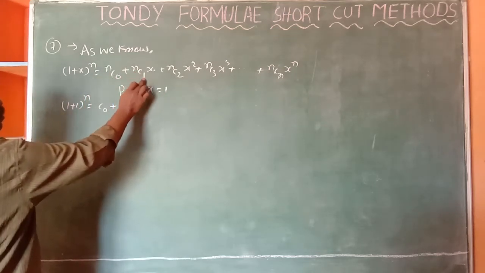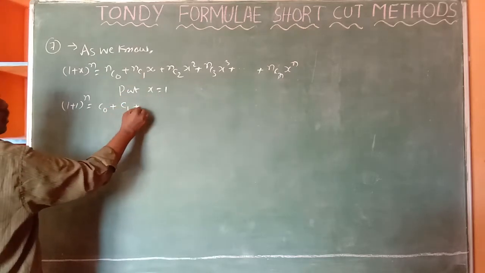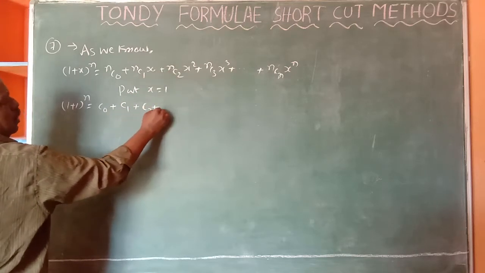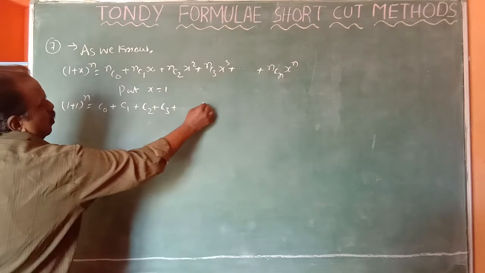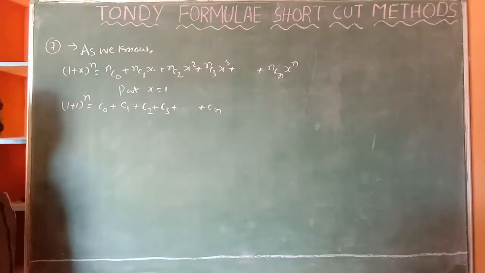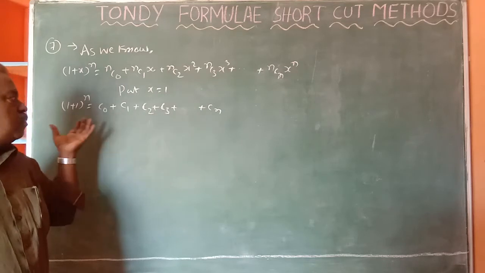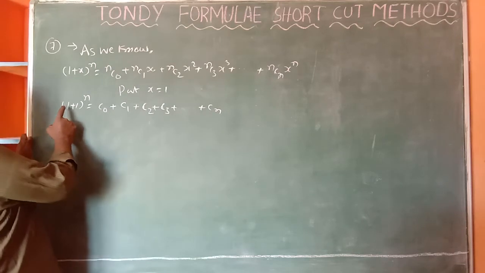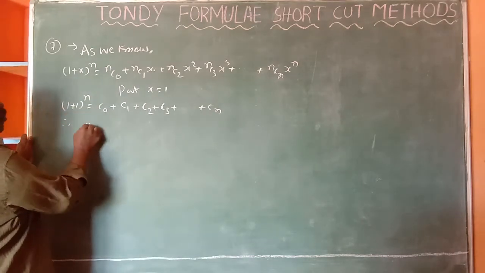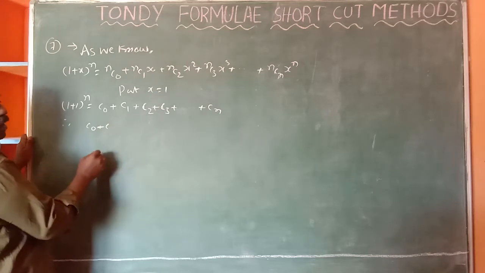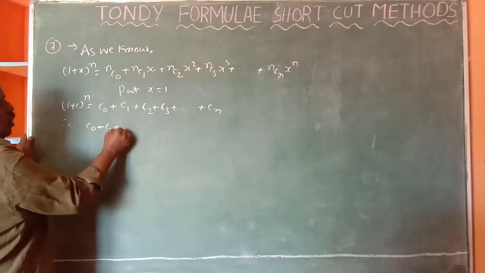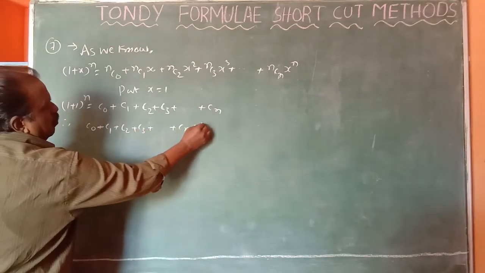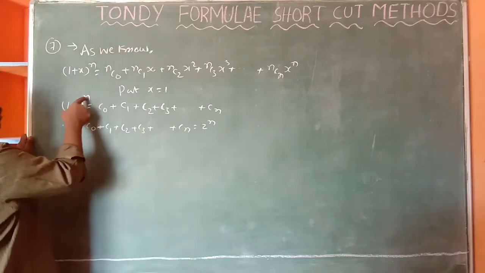x is 1. 1 into nC1 is nC1. nC1 is simply C1. Here also nC2 into 1 square is nC2. nC2 is C2. Okay na? It is C3, and so on up to Cn. This is the sum of binomial coefficients. They are called the sum of binomial coefficients. Here it is (1 + 1), 2^n. Therefore, we conclude that the sum of binomial coefficients, that is C0 + C1 + C2 + C3 and so on up to the last, Cn, is equal to 2^n.